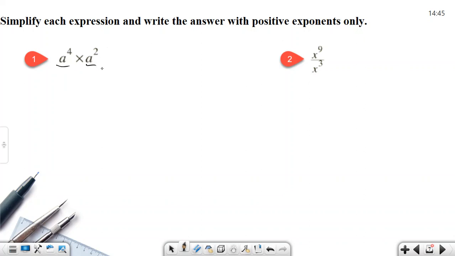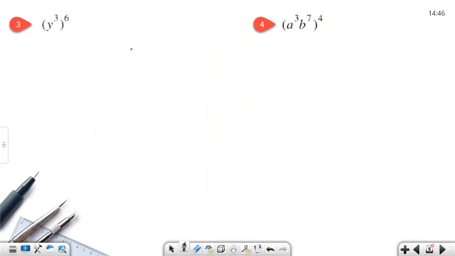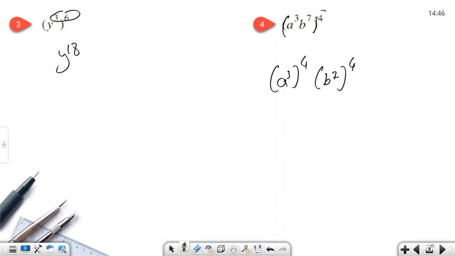Simplify the expression. When the bases are the same, we add the powers, so a to the power of 6. In division, the power of the numerator minus the power of the denominator, so x to the power of 9 minus 3 is equal to x to the power of 6. Power of a power, we multiply them, y to the power of 18. Here, that's an interesting one. Don't forget, if there's a parenthesis, it's exactly equal to a to the power of 3 and this to the power of 4, a to the power of 3, and b to the power of 7. The power of 4 applies to this one and that one.